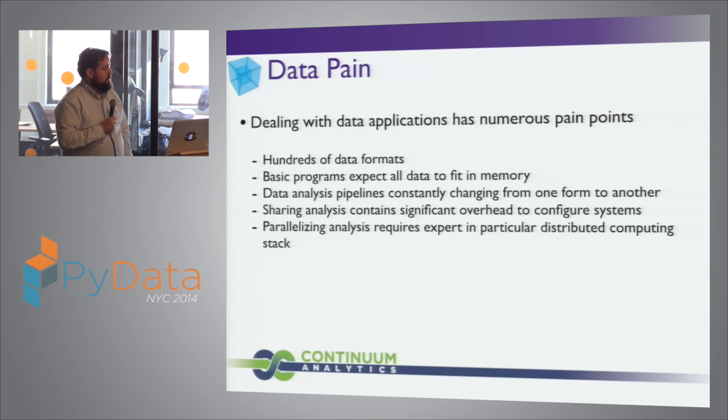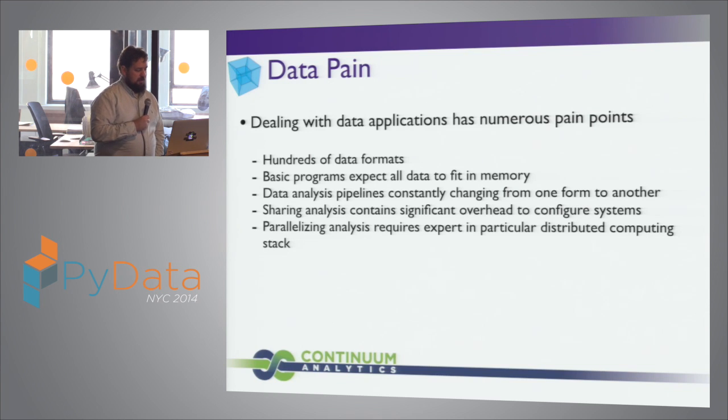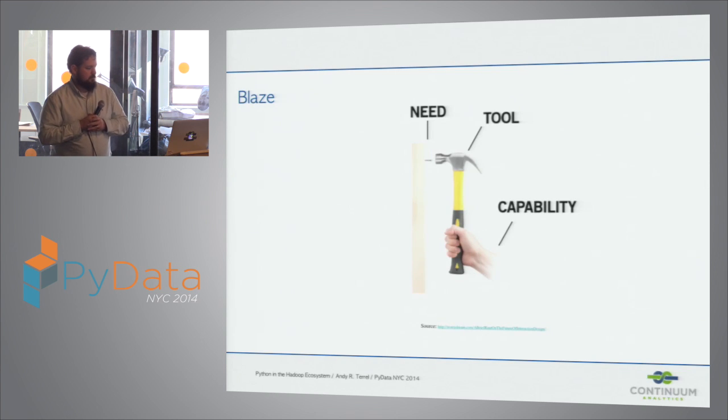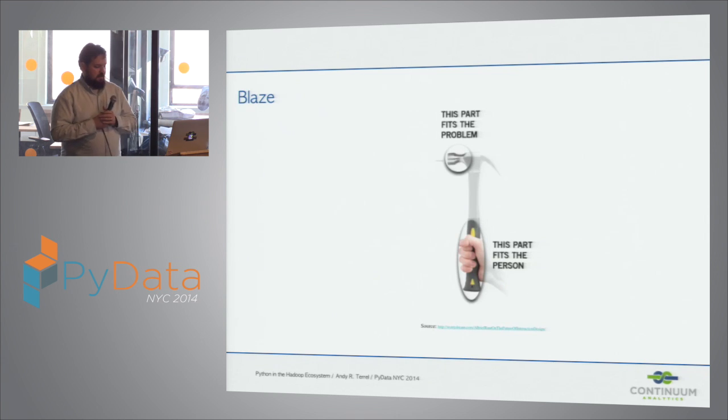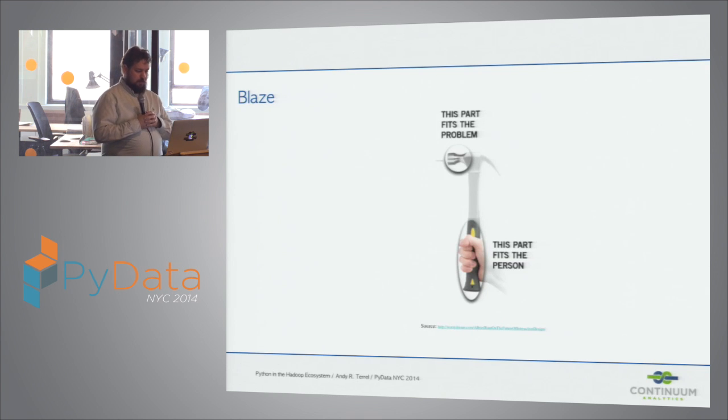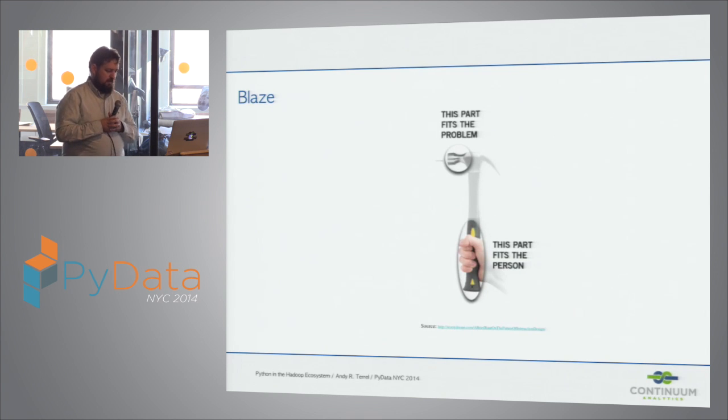And we're definitely trying to build tools to make it much easier to use for the Python ecosystem. But with this pain, we have another tool called Blaze. And the basic idea of Blaze is to build a tool that actually helps you with your needs. So as any tool, you have something that fits the problem, you have something that fits the person.